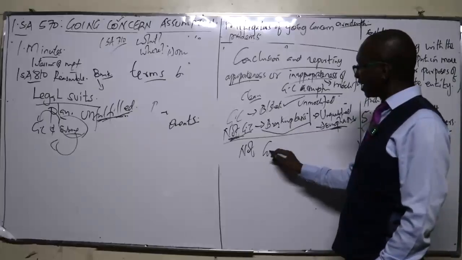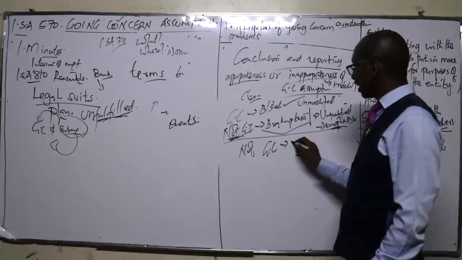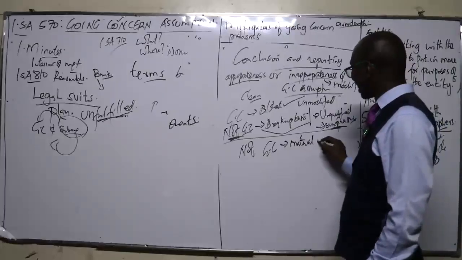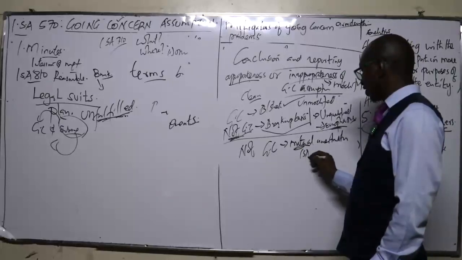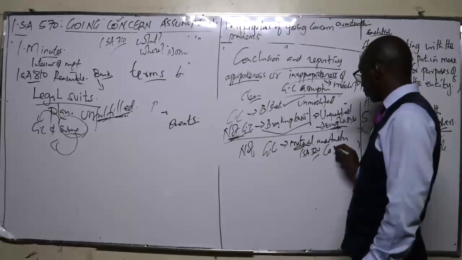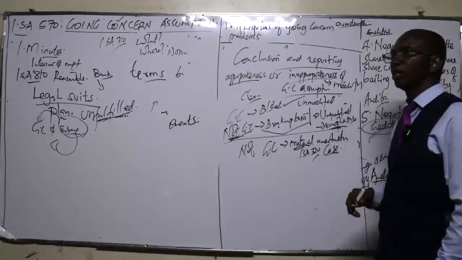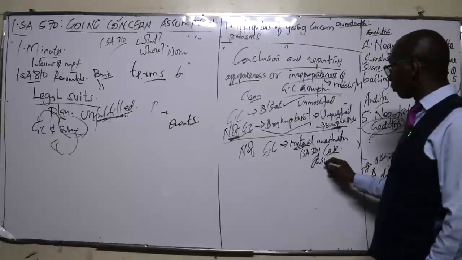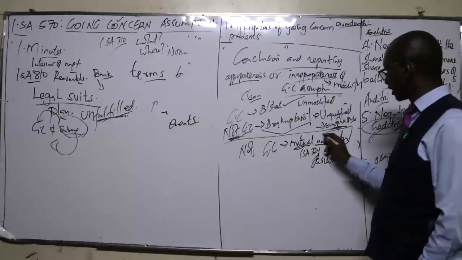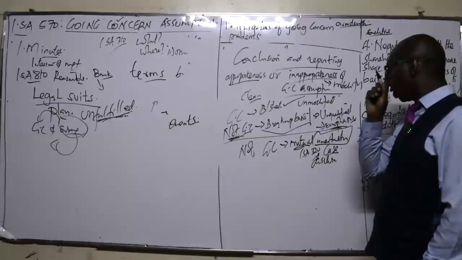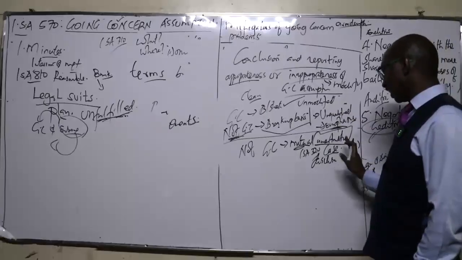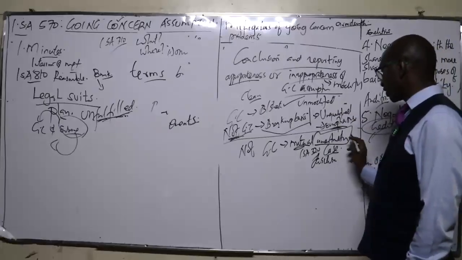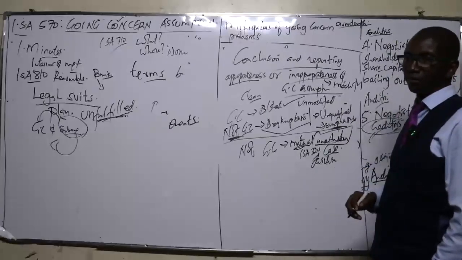But if an entity is a going concern, but it has got material uncertainties, maybe kuna kesi inaendelea kotini. If there is full disclosure, we require disclosure of these material uncertainties. Then you can go ahead to give an unqualified opinion, but introduce an emphasis of matter paragraph emphasizing on these uncertainties.